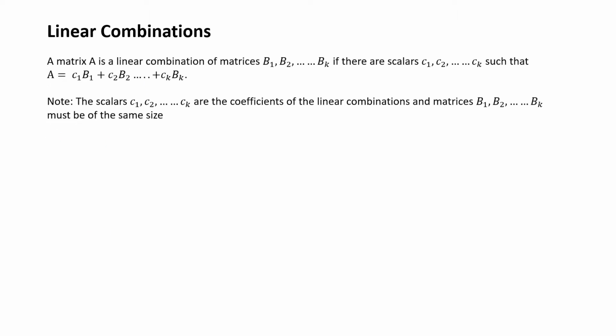A matrix A is a linear combination of matrices B1, B2 up to Bk if there are scalars C1, C2, C3 up to Ck such that this following equation is satisfied. Note, the scalars C1, C2, C3 up to Ck are the coefficients of the linear combinations, and matrices B1, B2, B3 up to Bk must be of the same size. Let's look at an example.